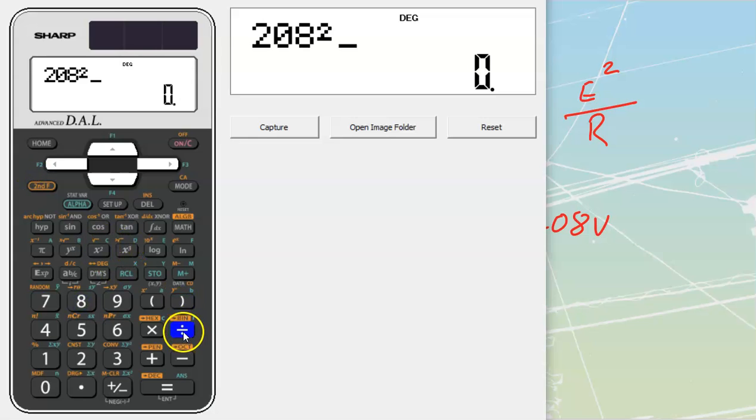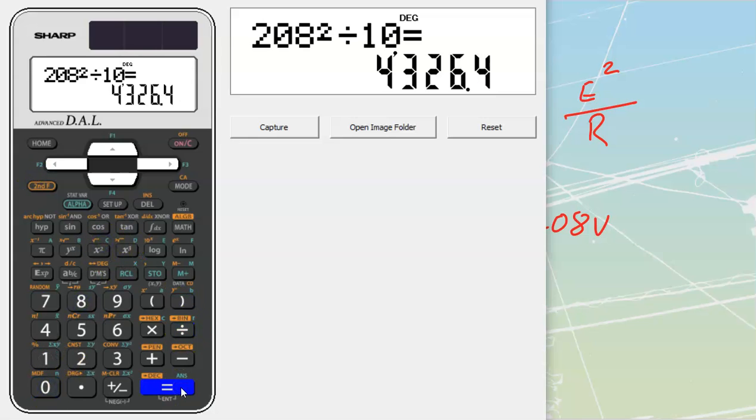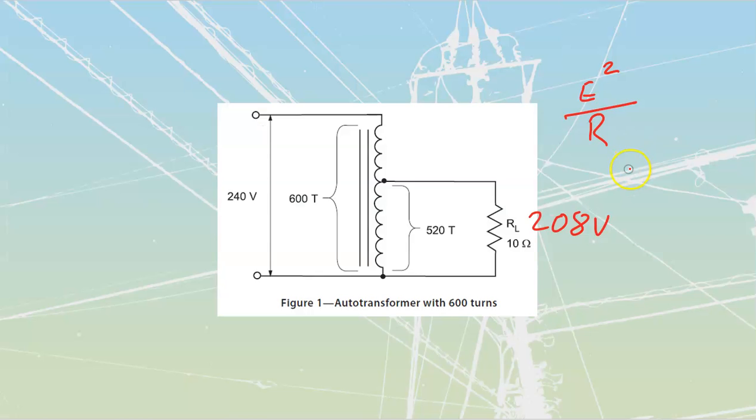208 squared divided by 10 gets me to a value of 4,326.4 VA. Well, if that's my VA that I have on the output, it's all coming from this side over here. So I should be able to go and insert the same VA right over there as well. 4326.4 VA.